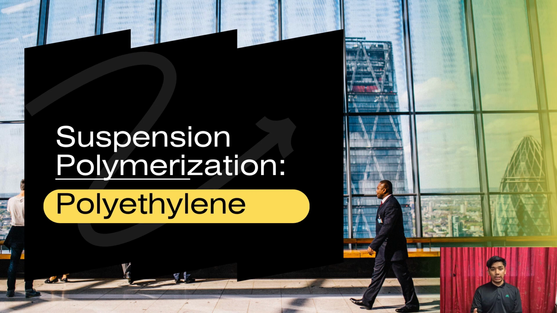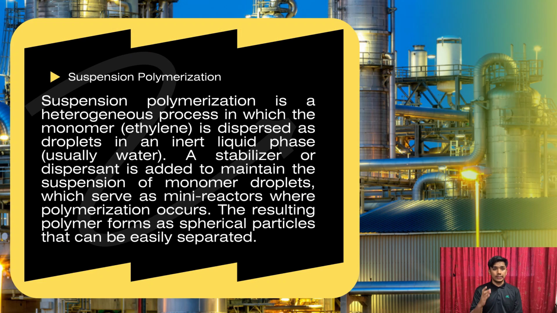For polyethylene production by suspension polymerization, the ethylene monomer is dispersed as droplets in an inert liquid phase. A stabilizer or dispersant is added to maintain the suspension of monomer droplets, which serve as mini reactors where polymerization occurs. The resulting polymer forms as spherical particles that can be easily separated from the water.